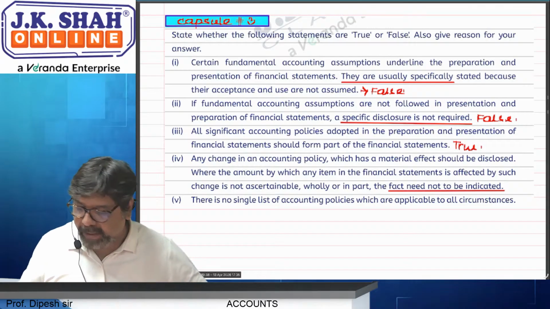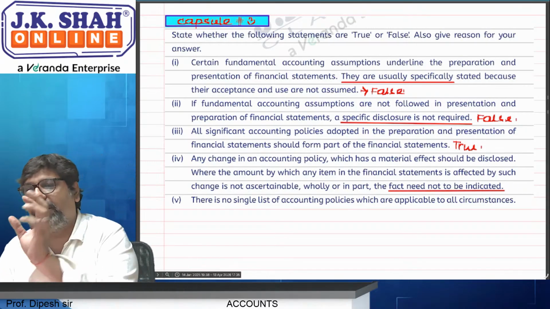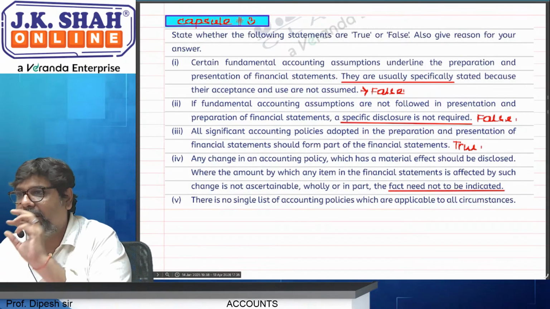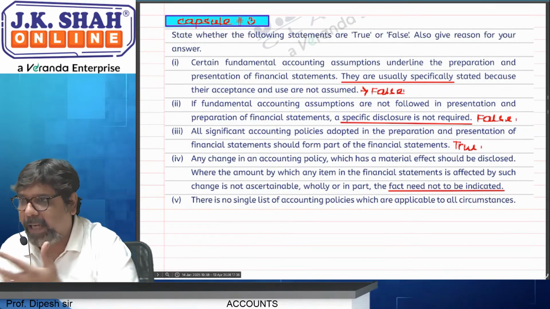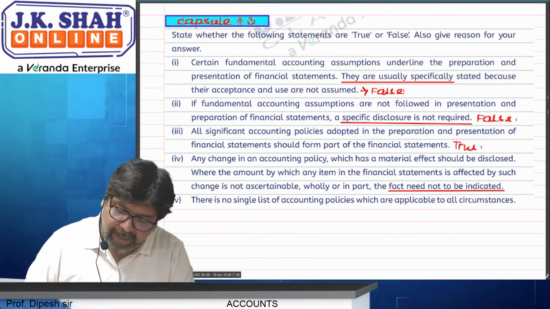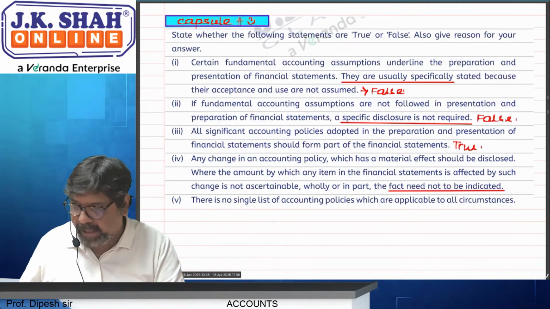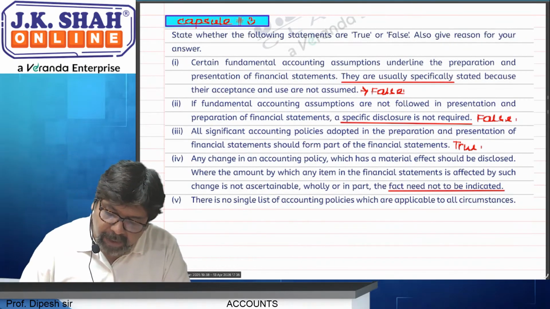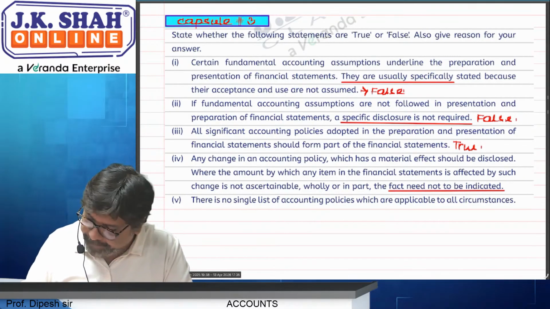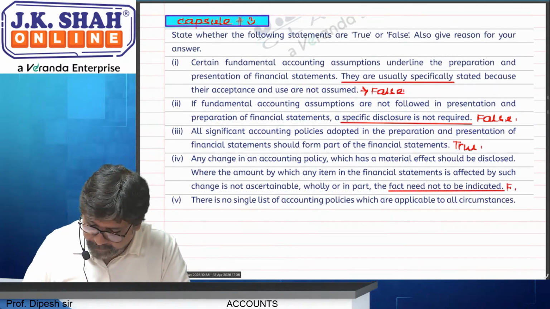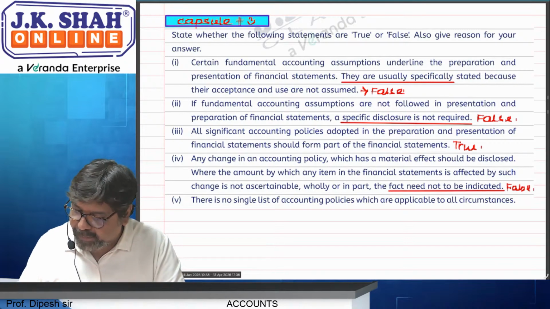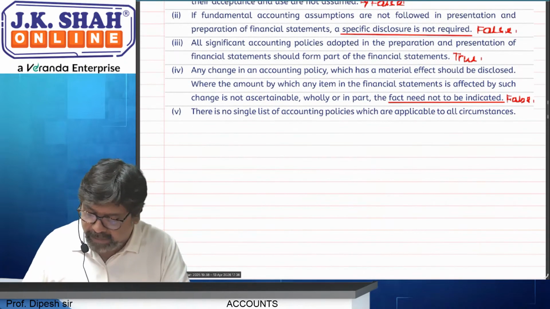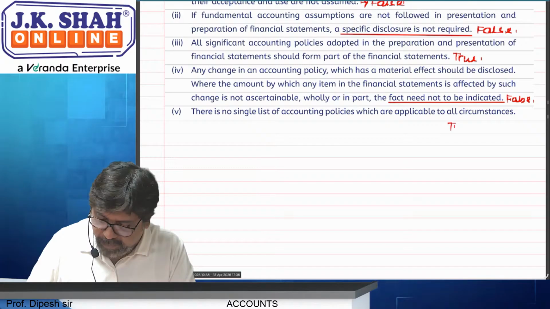What does this mean? If there is a change in accounting policy and we are not able to tell the amount, then why we are not able to tell the amount, that we have to tell. Disclosed. Am I clear? So they are saying the fact need not be indicated. No. The change has to be indicated. Correct? There is no single list of accounting policies which are applicable to all circumstances. True.